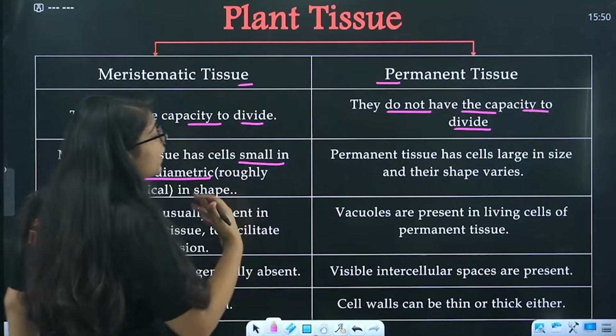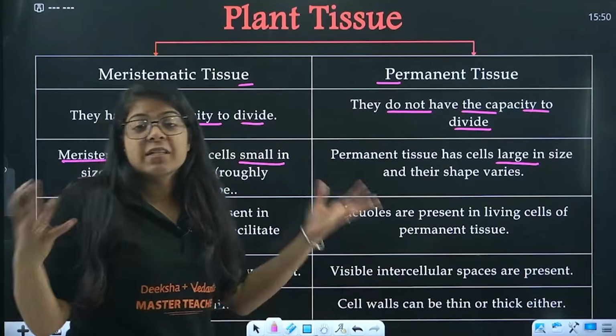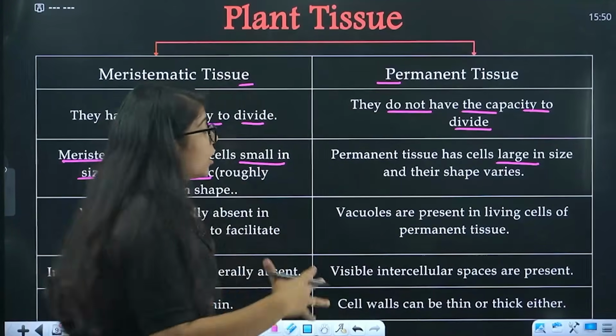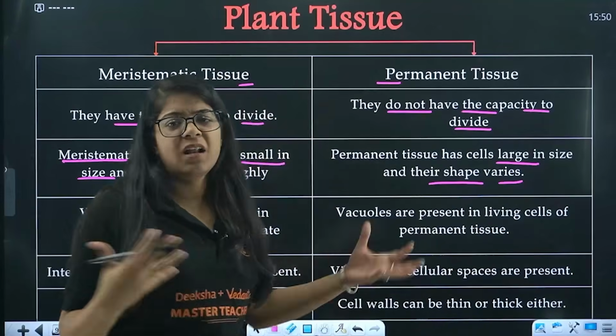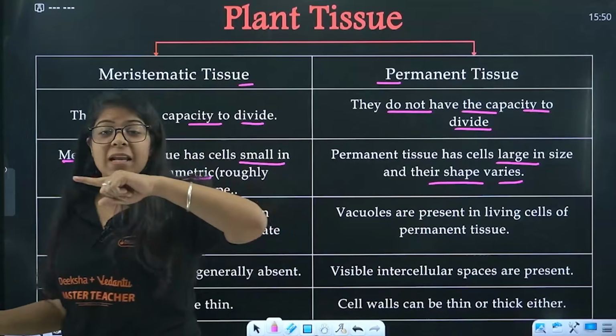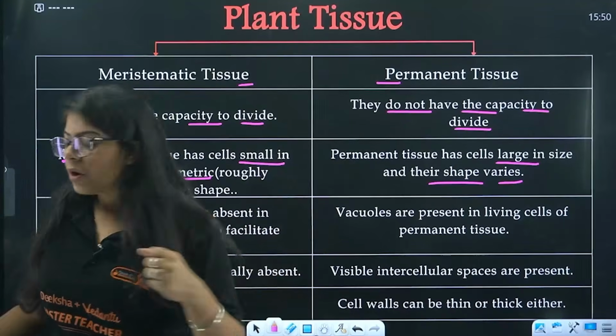Permanent tissue has cells larger in size. They do not divide, so their size does not get smaller. So they are larger in size and their shape varies. They can be elongated, spherical, fat, dome shaped. Remember the last time we studied cells? Just like that, there are different kinds of tissues as well.